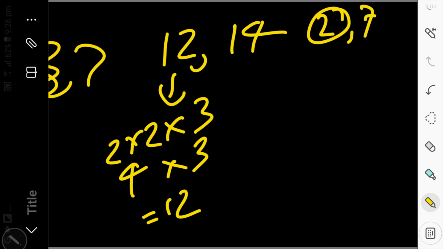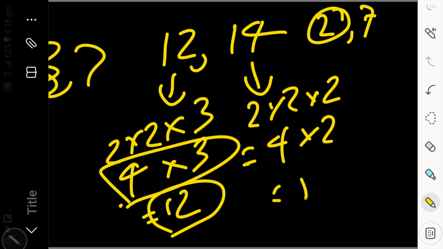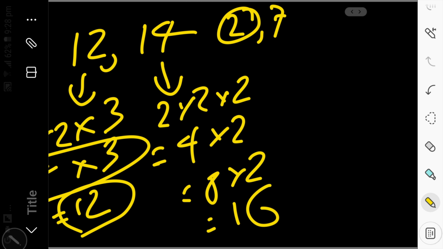So 2 into 2 into 2 into 2 into 2 into 3 is 4 into 3, which is 12. Then 14. Can we multiply 2 into 2 into 2 to get 14? 4 into 2 is 8. Still not there. If you multiply by 2, it will give 16. So we cannot multiply by 4 2.